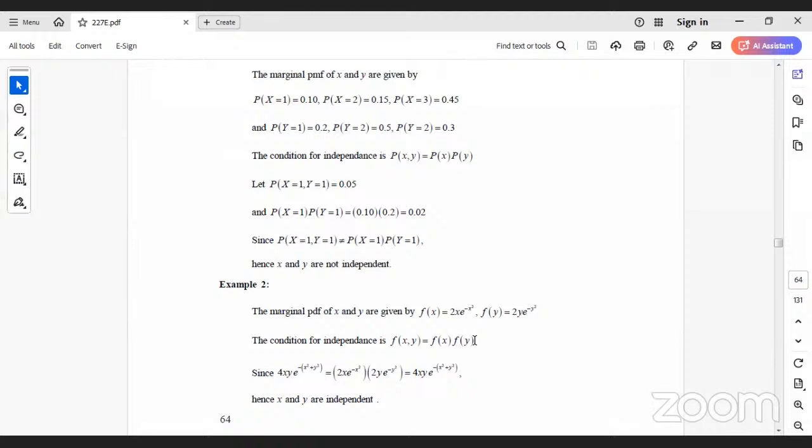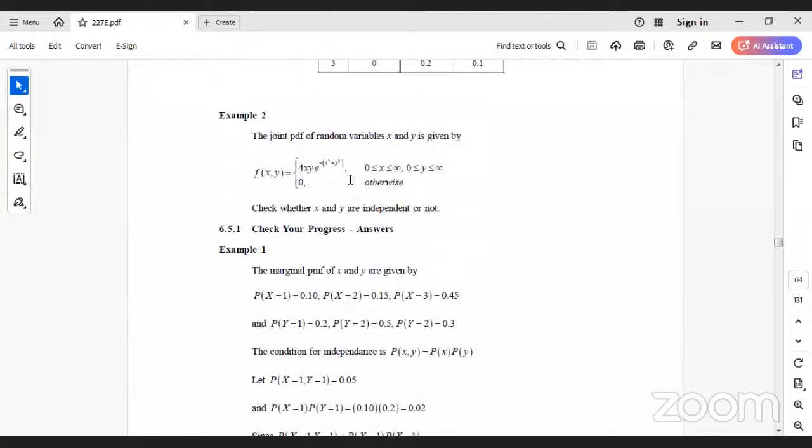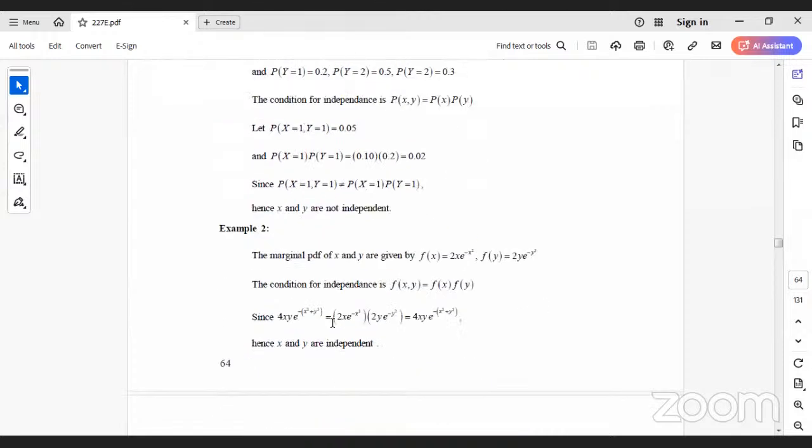Again, the marginal PDF of x and y. F of x is equal to 2x e power minus x square, and f of y is 2y e power minus y square we are taking here. The condition of independence: f of x y is equal to f of x into f of y. Since 4xy e power minus x square plus y square, we can separate the equation here.